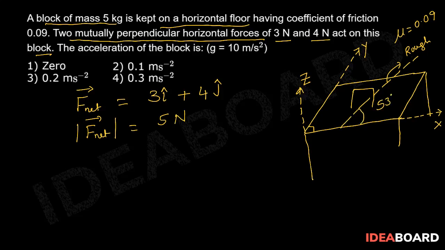53 degrees with x-axis. So because of that relative motion, there comes a frictional force which acts on the block in opposite direction to F net. Therefore, from this FBD we can write m a equal to F net minus frictional force. Since there is relative motion between the block and the horizontal floor, this friction is kinetic friction.